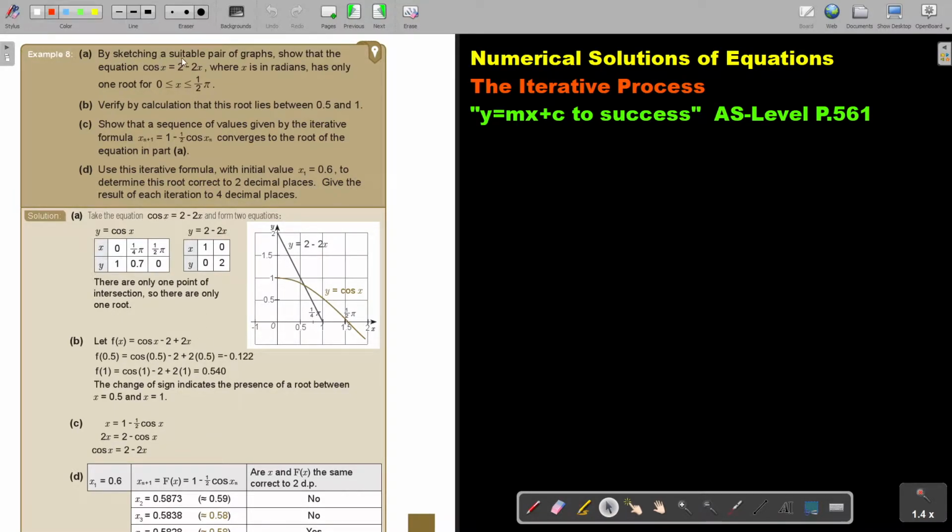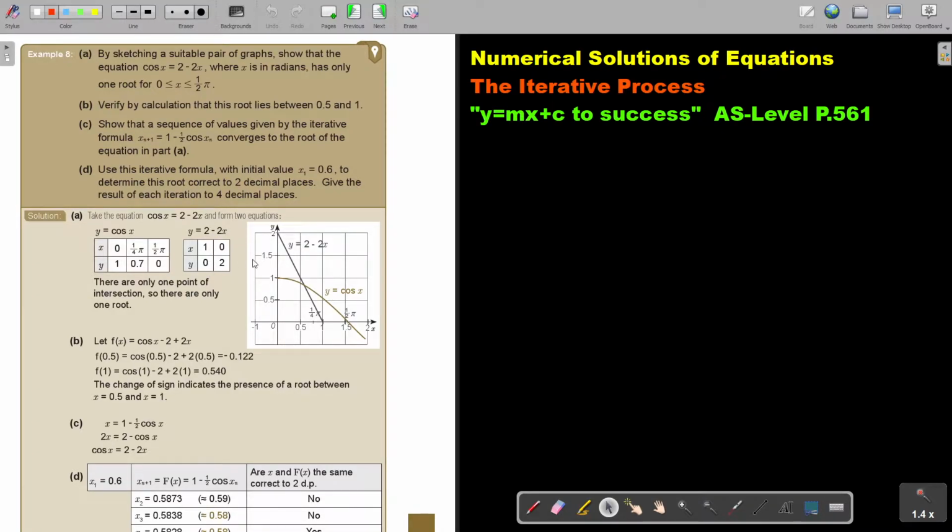By sketching a suitable pair of graphs, show that the equation cos x equals 2 minus 2x, where x is in radians, very important, has only one root between 0 and a half pi. Now the nice thing is I can start and just get the middle one, and then make sure you put your calculator on radians and just press it in and get those values. Then the same for 1 and 0.